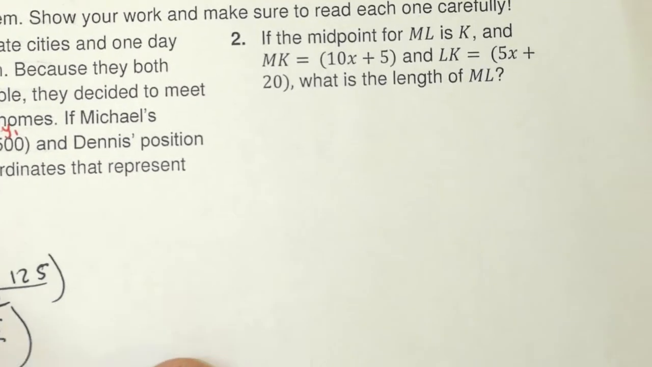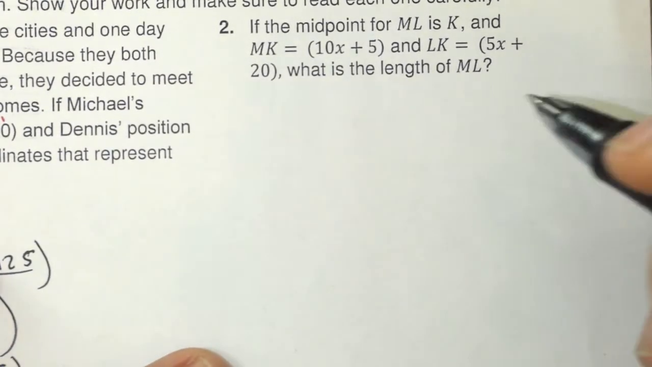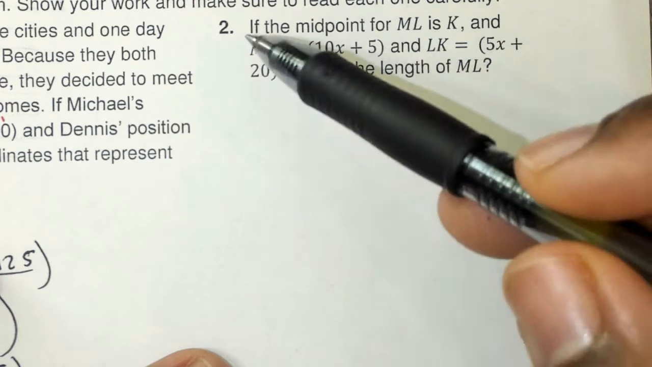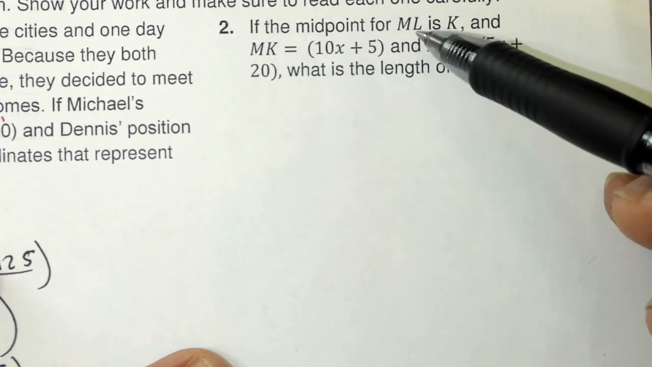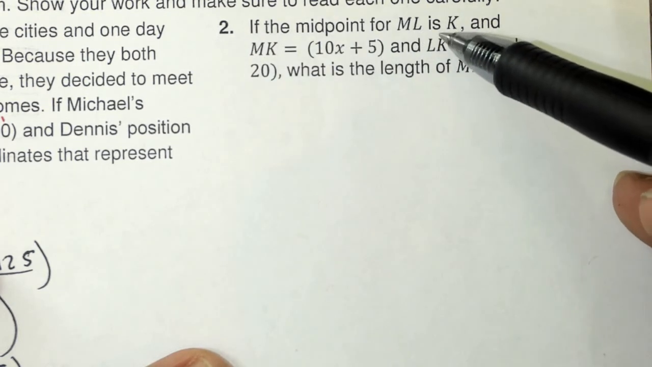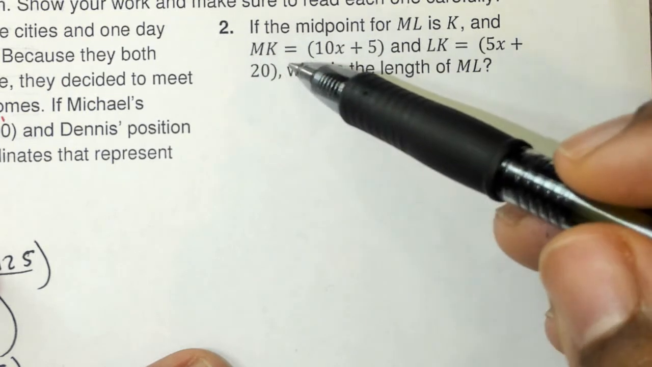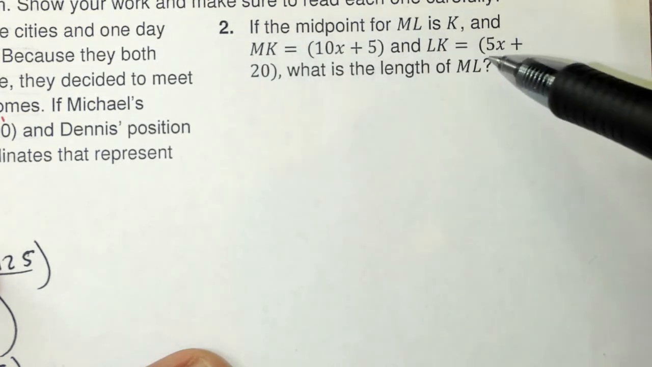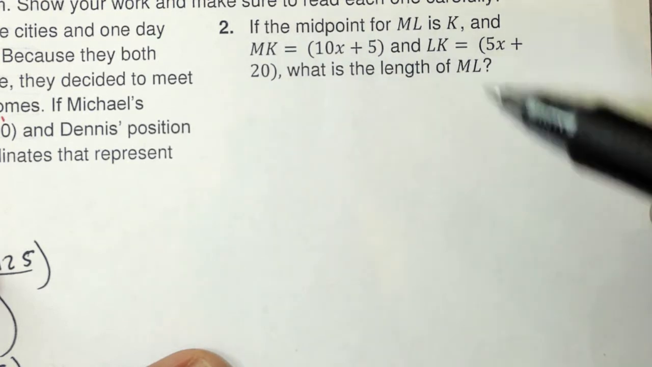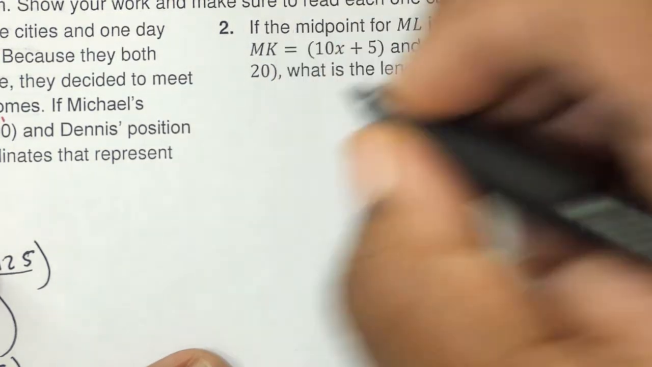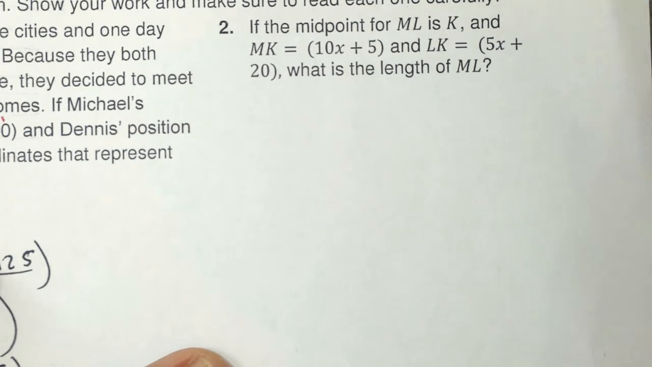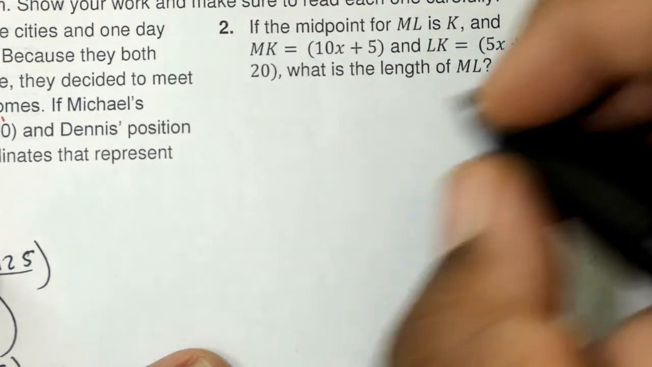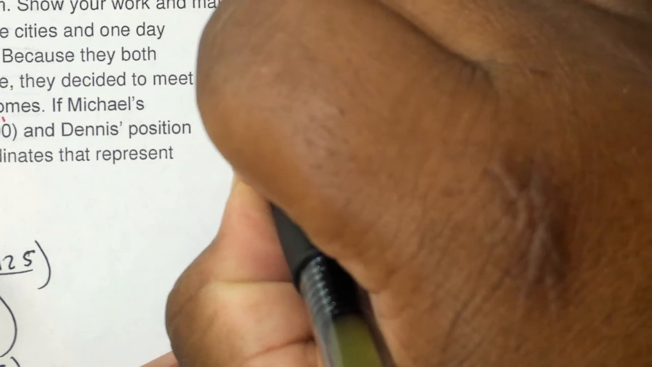Number 2, it says if the midpoint of ML, which is a segment, is K, and MK is 10x plus 5, and LK is 5x plus 20. What is the length of ML? So on this problem, and this is why I told y'all it was important when we did our scavenger hunt, the first thing you want to do is draw out your segment so you can see the situation for yourself.